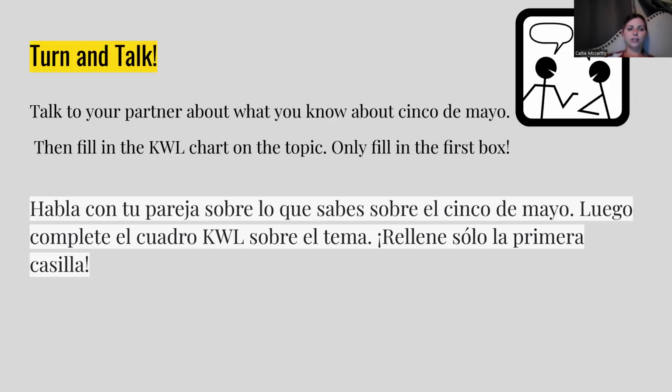Right now, I want everybody to turn and talk to your partner about what you know about Cinco de Mayo. Then you will fill in the KWL chart on the topic. Only fill in the first box, what you know on the topic. On the side, I also have a translation in Spanish due to the 6 students in the class who speak primarily Spanish. I will give the students 3 or 4 minutes to have their turn and talk, and then we will have a discussion after.